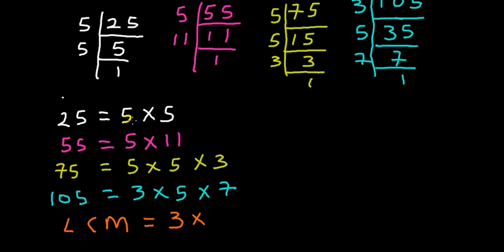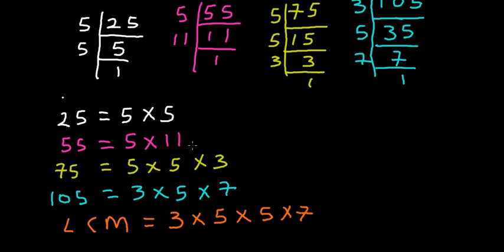We have 5. 5 is appearing 2 times in 25, 1 time in 55, 2 times in 75, and just 1 time in 105. We go for the highest. 5 is appearing 2 times, either this or this. Okay, so we represent that down, 5 times 5. Then we go for the next factor, which is 7. 7 is only appearing here, so we just represent that down without any delay.